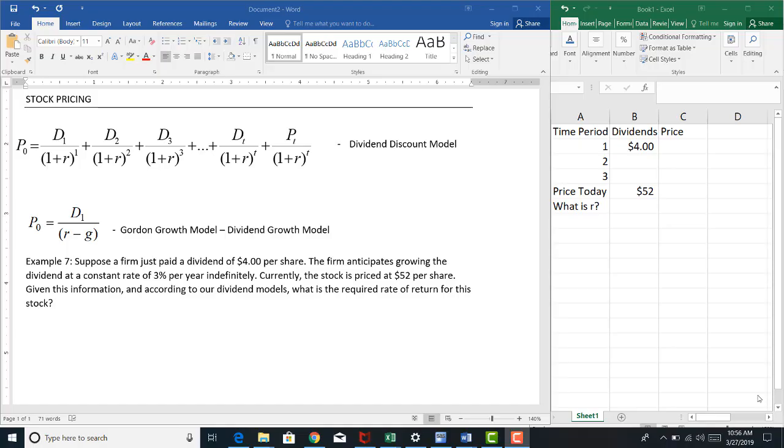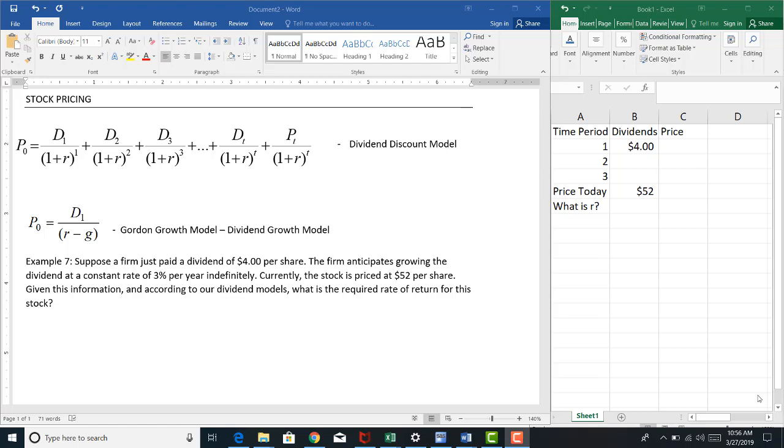Example number 7 is like example number 6, but there's a subtle difference here. Suppose a firm just paid a dividend of $4 a share. They anticipate growing the dividend at a constant rate of 3% per year indefinitely. Currently, the stock is priced at $52 a share. Now, given this information, according to our models, what is the required rate of return for this stock?